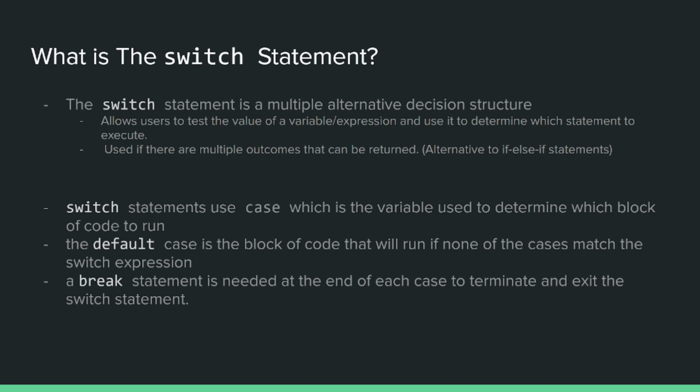So switch statements can use case, which is the variable used to determine what block of code to run. And the default case is the block of code that will run if none of the cases match the switch expression. So if you input a 4 but there's only case 1, 2, and 3, it will run the default case because 4 is not available or it does not exist. And the break statement is needed at the end of each case to terminate and exit the switch statement, or else the code will not know what to do at the end.